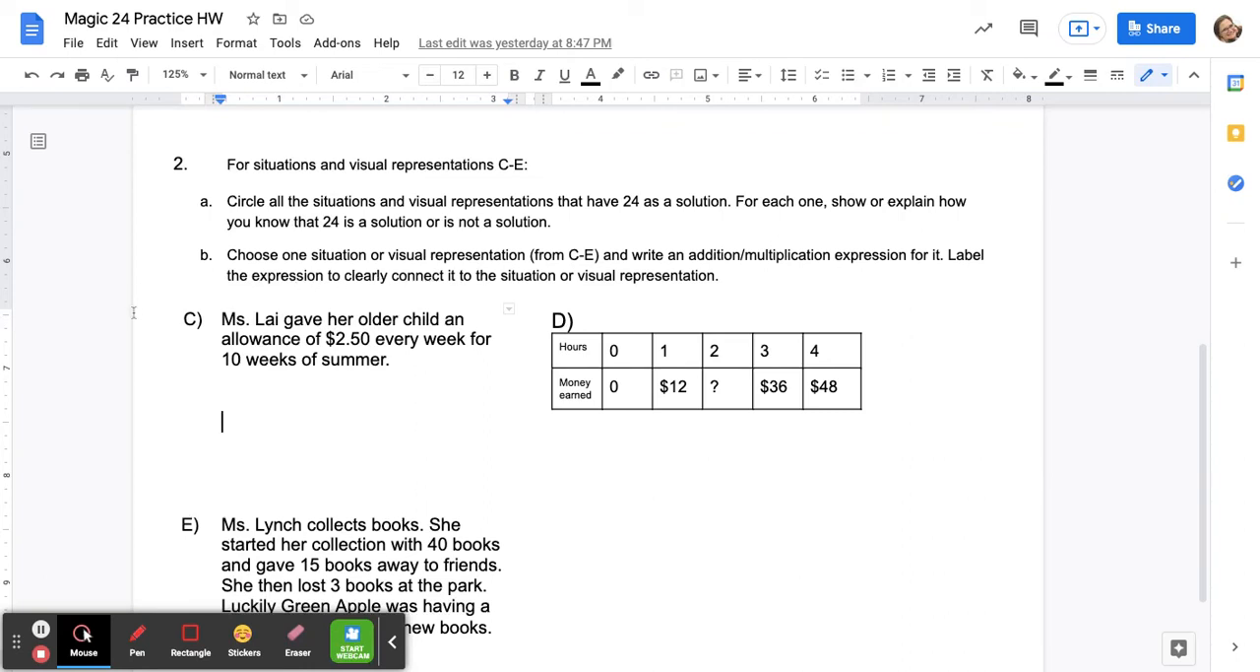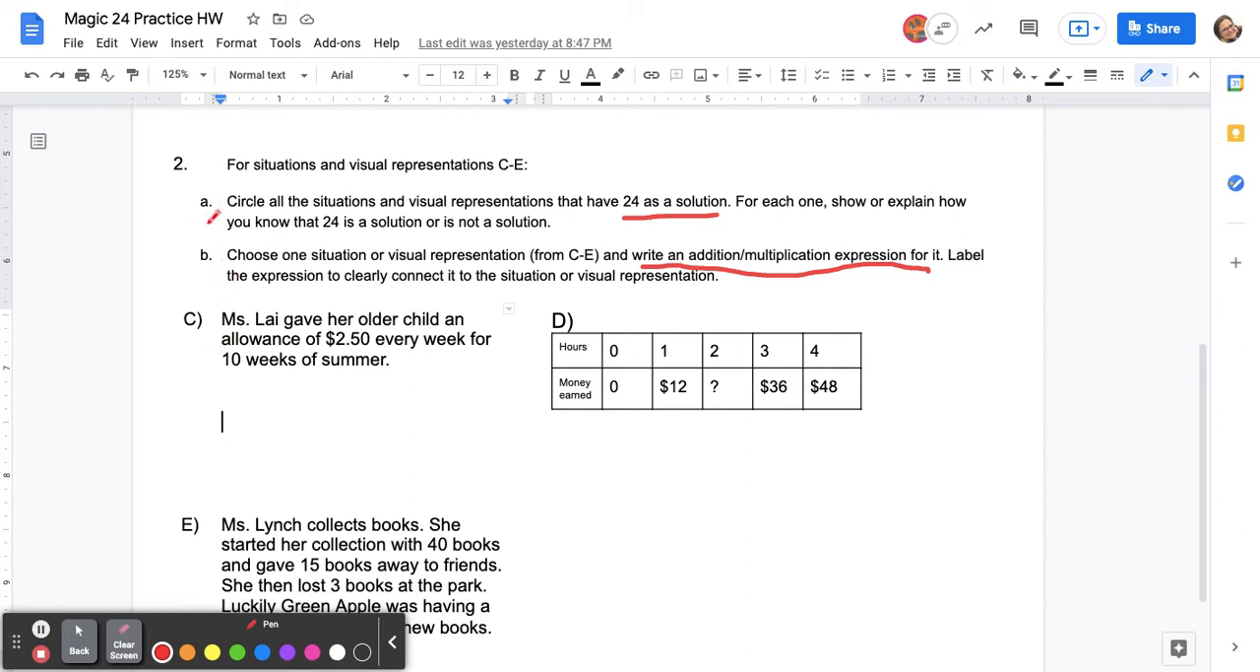All right, so this video is to help support you with the Magic 24 problem number 2. For situations and the visual representation C to E, so C, D, and E, we're circling all the visual representations or situations that have 24 as a solution. And then for 1, we're going to show or explain how we know that 24 is a solution or not a solution. Choose one situation or visual representation to write an addition or multiplication expression and label the expression clearly and connect it with the situation or visual representation.